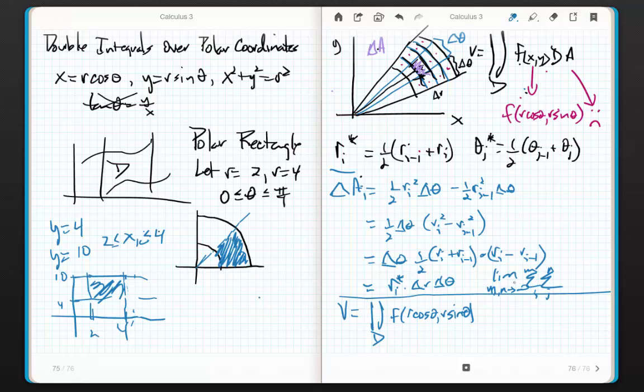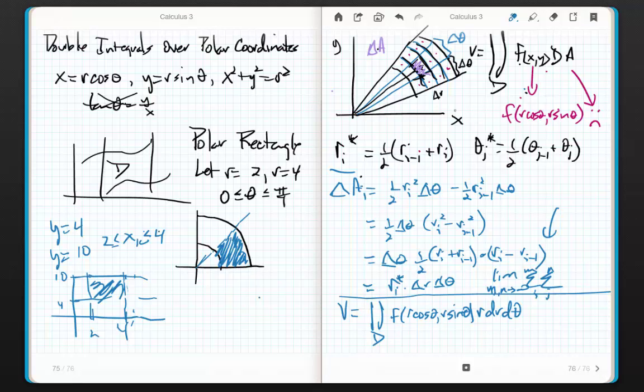I'm assuming that at this point in the game, you know what I'm talking about when I start building integrals. So this becomes r, and then what happens to delta r's and delta thetas when I take integrals? This becomes dr d theta. And that's it. That's how it works, which is pretty cool if you think about it.